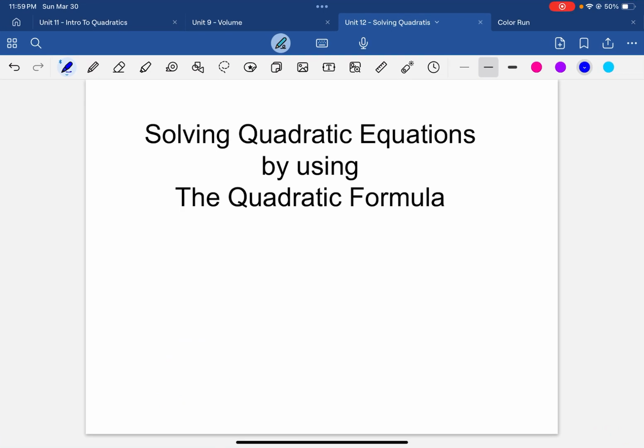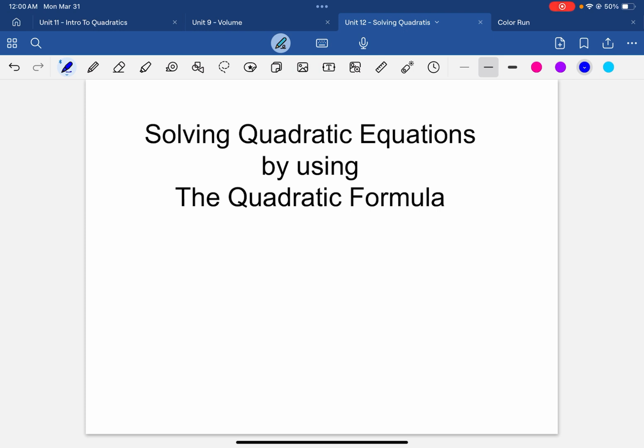Hi guys. Today we are going to be solving quadratic equations by using the quadratic formula. What I want you to do for a minute, you can pause the video if you need to, but get your green formula chart and put your finger on the quadratic formula. It should be down towards the bottom.